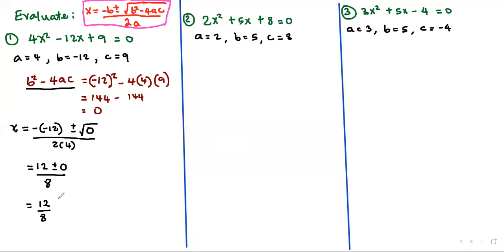So we cannot have two solutions. So you see that 12 minus 0 is 12 and 12 plus 0 is 12. So we have 12 out of 8, and 12 out of 8 will give you 1.5. Now, you see, x is equal to 1.5. Only one solution.